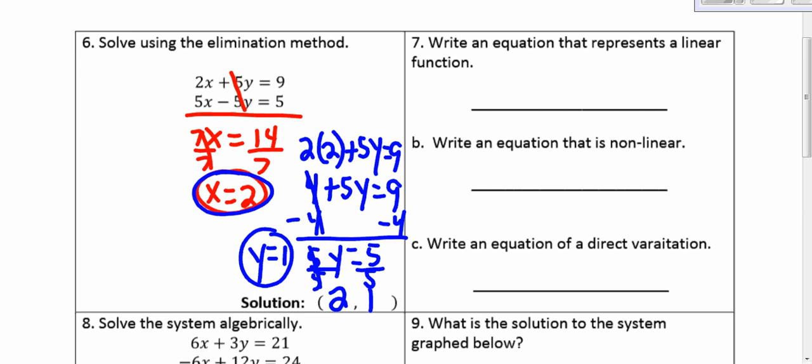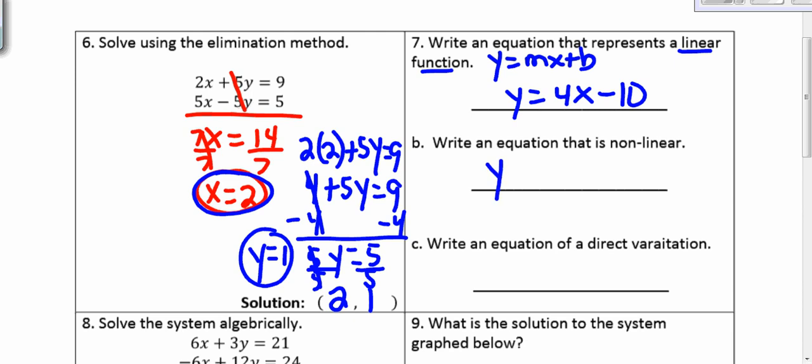Remember, this is all multiple choice, but write an equation that represents a linear function. Remember, linear is y equals mx plus b. So anything in that form that you give me is going to be a straight line. Write an equation that is nonlinear. Remember, it's not going to be y equals mx plus b. It's going to have an exponent next to the variable. Remember, the exponent has to be next to the variable. You could put y equals x squared plus 1, whatever, y equals x squared.